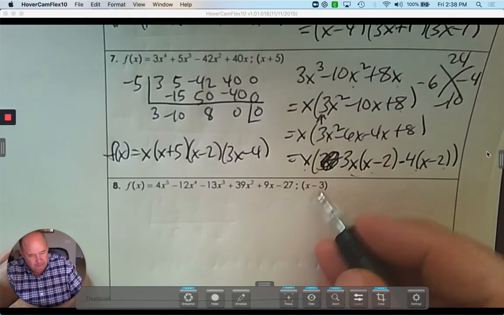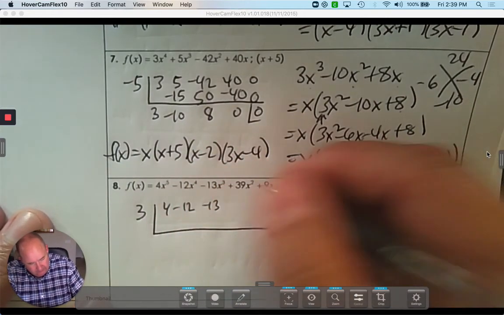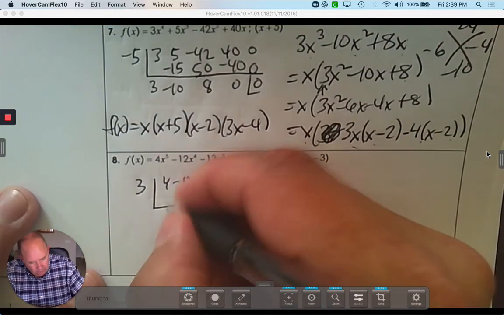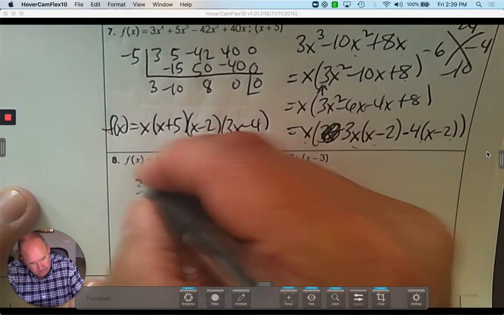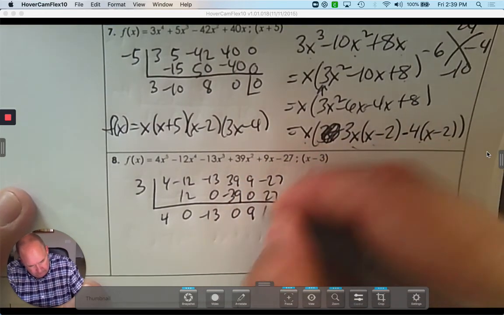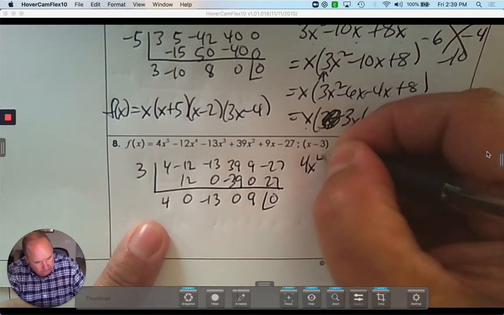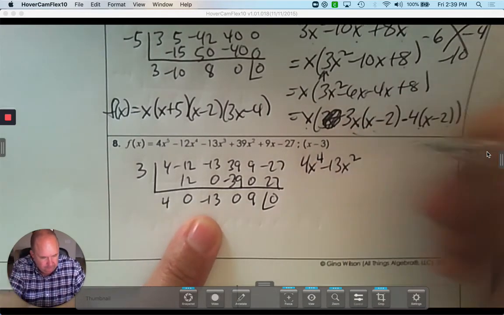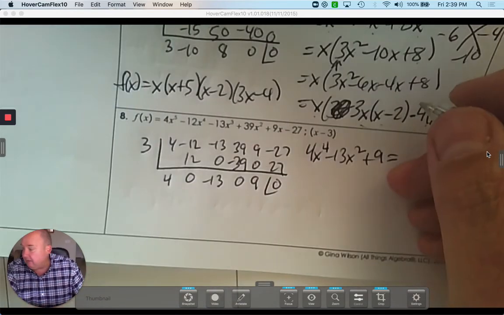All right, number 8, the last one here. Take positive 3, 4, negative 12, negative 13, 39, 9, and negative 27. So that gives me, go across. So there's the remainder of 0. This is now 4x to the 4th, no x cubes, minus 13x squared, no x's, plus 9. And that's what I need to factor.